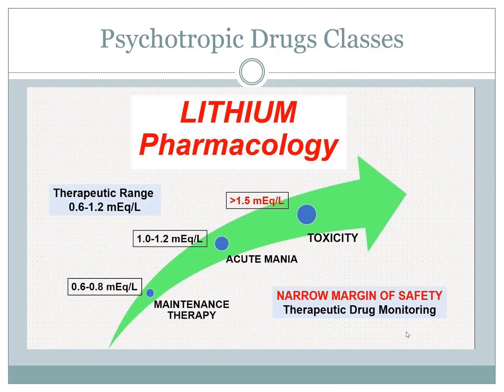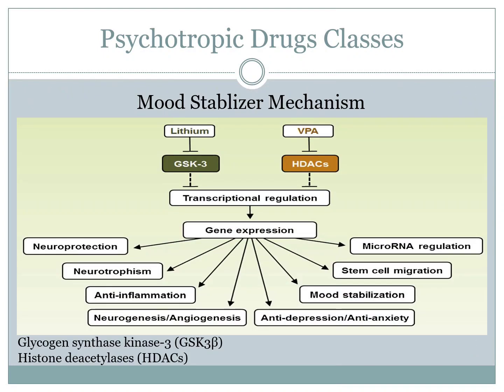You can see here, for maintenance therapy, 0.6 to 0.8 milliequivalent per liter of drug is required in the blood, and for acute mania 1 to 1.2, and more than 1.5 is considered a toxic level. So it has a narrow therapeutic index, and regular monitoring is required for lithium. This is the mechanism. Lithium acts on GSK3, which is known as glycogen synthase kinase 3, and valproate acts on HDAC, which is known as histone deacetylases.